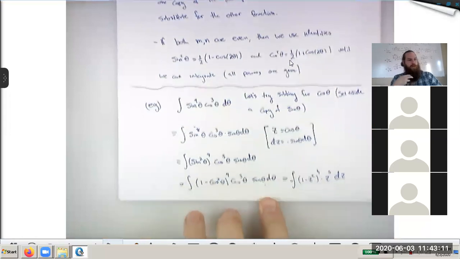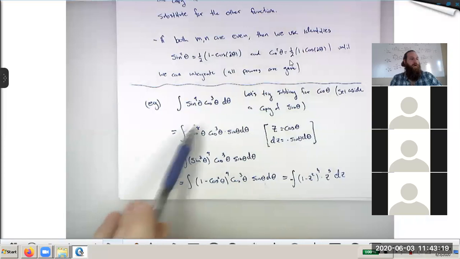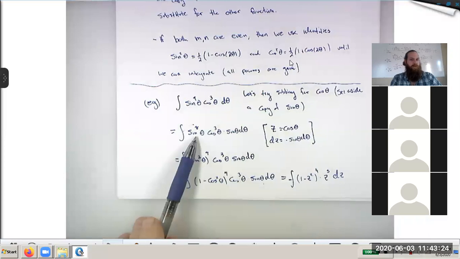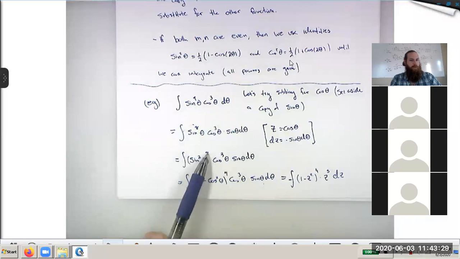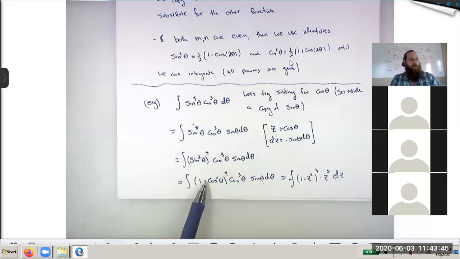Take a second, make sure you follow this, make sure you could synthesize this, make sure you understand what we did. The big deal is that once you grab one copy of this odd power of sine and set it over here, what's left is an even power. So since this is sine to the 8, I can write it as sine squared to the 4, right? 2 times 4 is 8. And then this sine squared I can write as 1 minus cos squared. That's the Pythagorean identity: sine squared theta plus cos squared theta equals 1. So as long as what's left over is an even power, I can always rewrite it in terms of the other trig function.